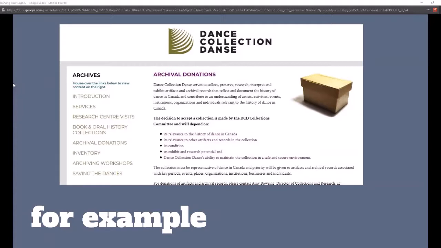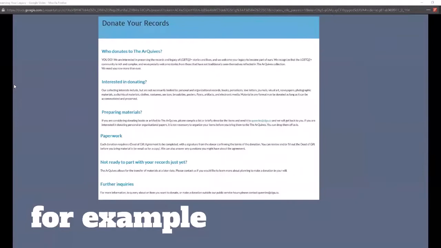Priority will be given to artifacts and archival records associated with key periods, events, places, organizations, institutions, businesses, and individuals. And one more example, this is the Archives, formerly the Canadian Lesbian and Gay Archives. They're in Toronto. They accept any materials related to the records and legacy of LGBTQ2+ stories and lives. They accept personal organizational records, books, periodicals, love letters, journals, visual art, newspapers, photographic materials, audiovisual materials, clothes, costumes, sex toys, broadsides, posters, flyers, artifacts, and electronic media.